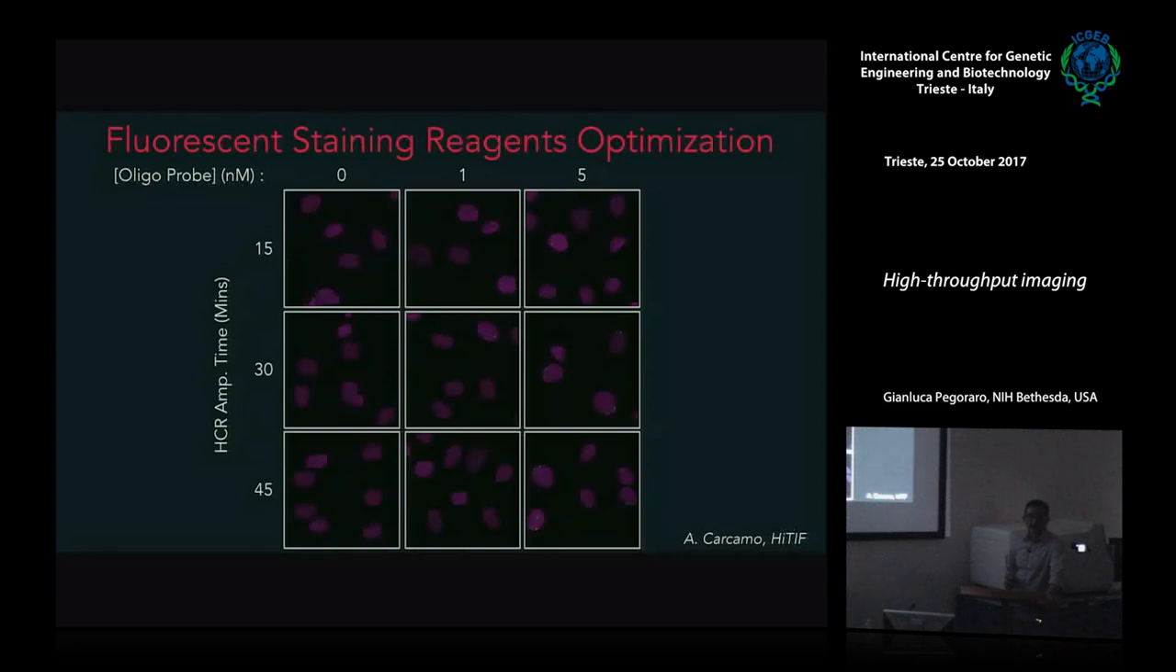And this is a slide that I should not have prepared because it's impossible to see from afar. But what we can actually see is that in this condition, we see the appearance of exactly two spots per cell, which is the expected behavior of these probes since these are diploid cells. So we can actually see the two sister loci in the nucleus of almost every cell.